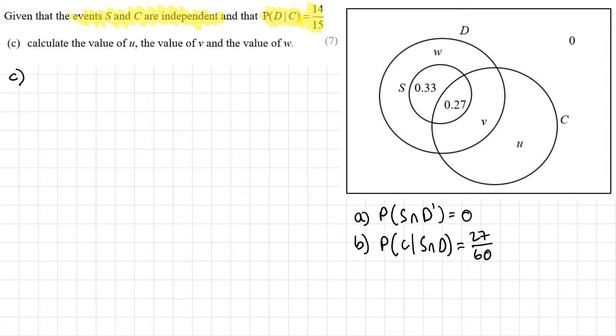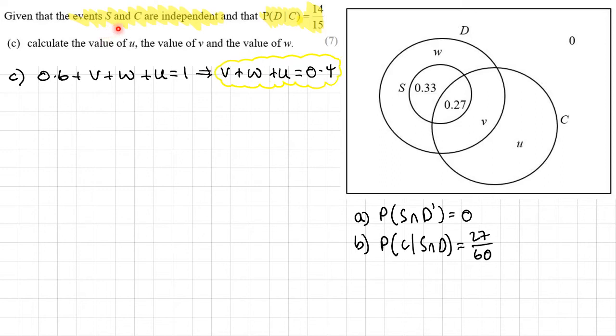One equation, let's start with the obvious, is that the sum of the probabilities is equal to 1. So if we add everything together, 0.33 plus 0.27, which is 0.6, plus everything else, which is going to be V plus W plus U, that's going to equal 1. So we can basically take away 0.6 from both sides, and we'll have V plus W plus U is equal to 0.4. So there I have my first equation.